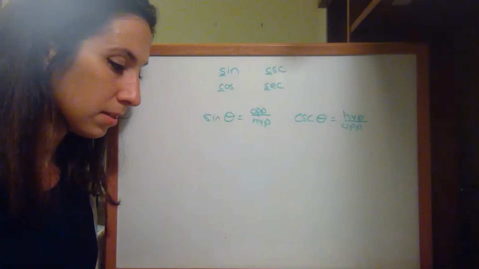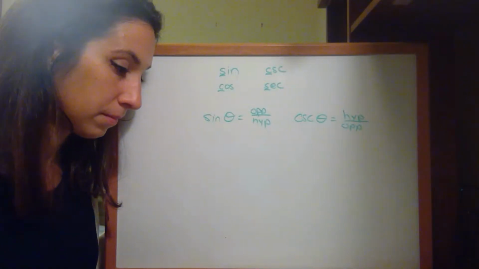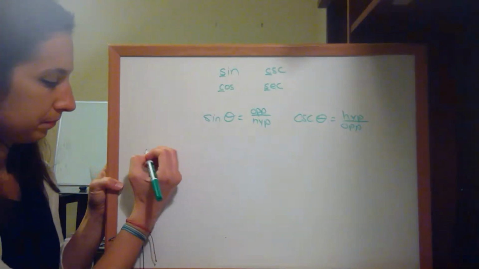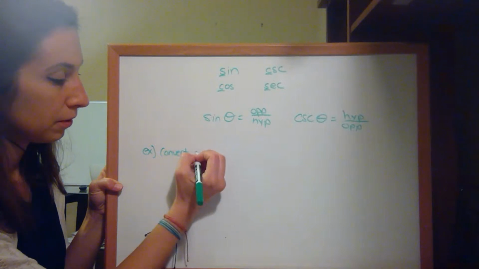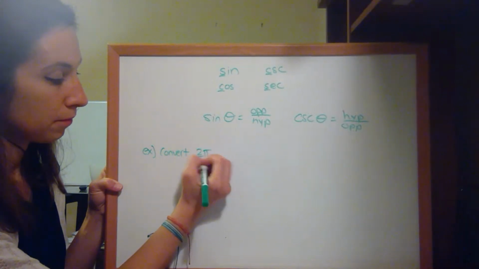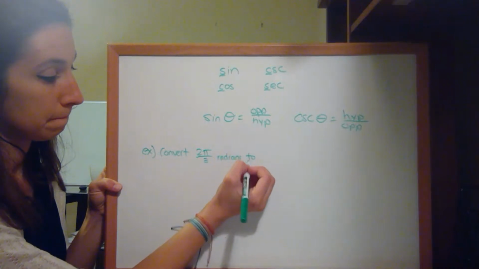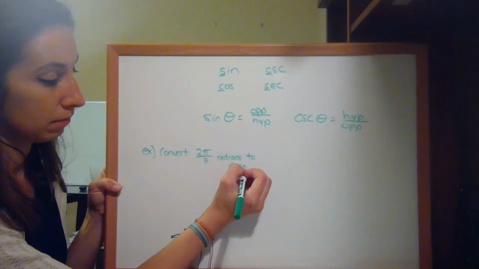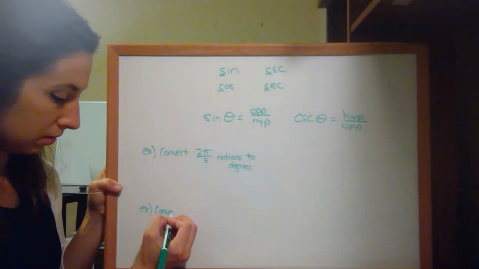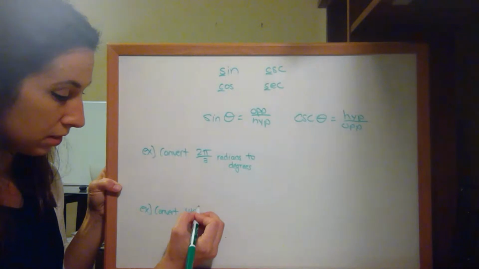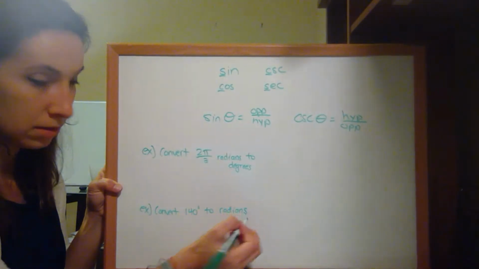Okay, so I guess we'll do, let me just give you guys some random ones. Convert 2 pi over 3 radians to degrees. And then convert 140 degrees to radians. I'll give you guys a minute to do that.